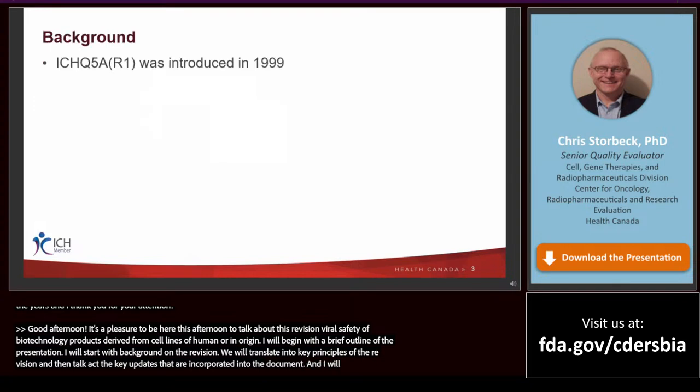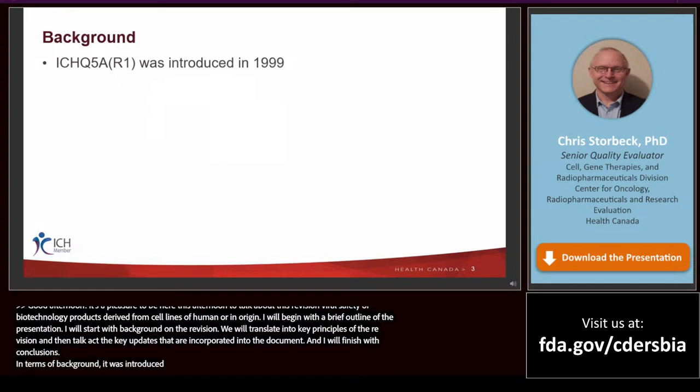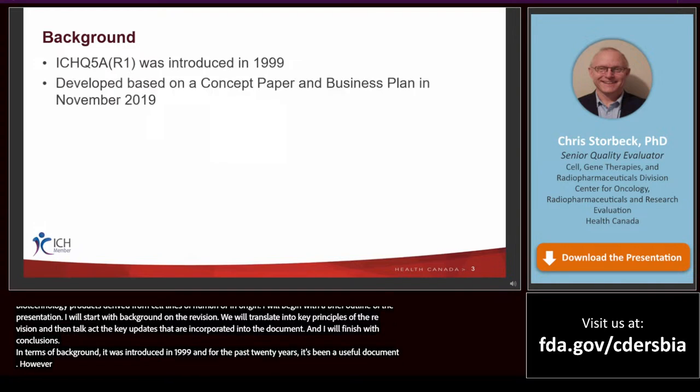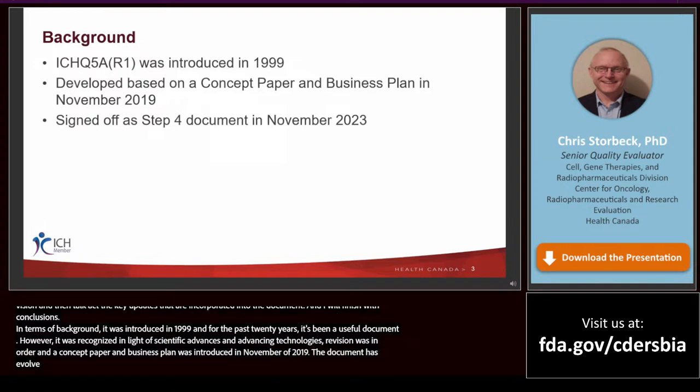In terms of background, ICH Q5A was introduced in 1999, and for the past 20 or so years, it's been a very useful document. However, it was recognized that in light of scientific advances and advancing technologies, a revision was in order, and so a concept paper and business plan was introduced in November of 2019. And for the last 4 years, the document has evolved and has been changed, with the Step 4 document being released last November in Prague.